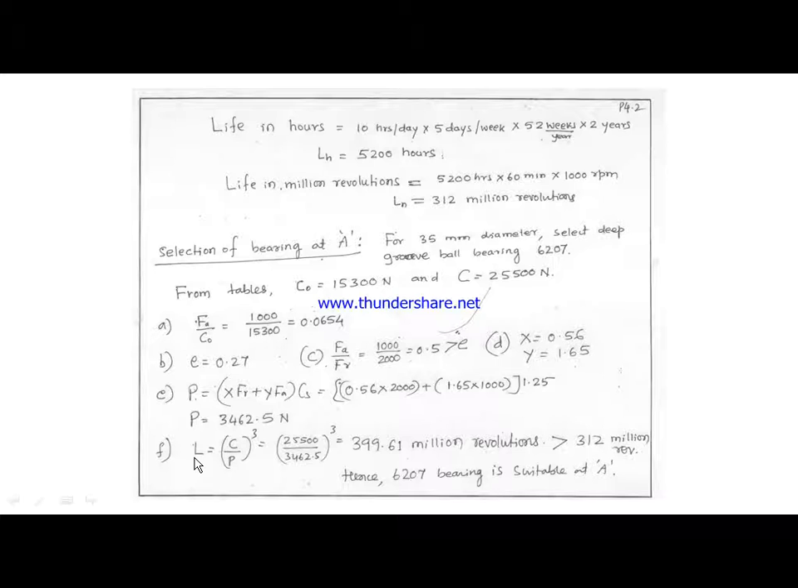Now instead of calculating the dynamic capacity based on this P, we will calculate the life based on this. So we will get 399.61 million revolutions. What is the expected life of the bearing? 312 million revolutions. But this bearing 6207 is giving a life of almost 400 million revolutions, which is much greater than 312 million revolutions. Hence, bearing 6207 is a suitable bearing at location A on the shaft.